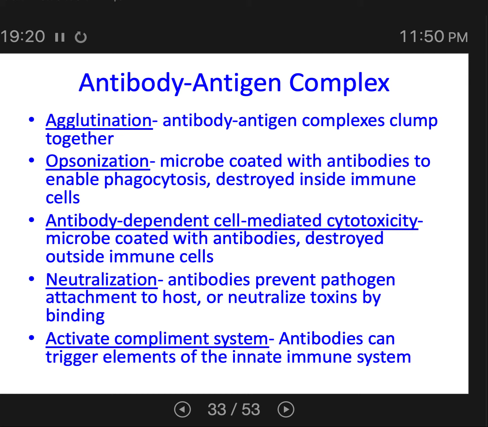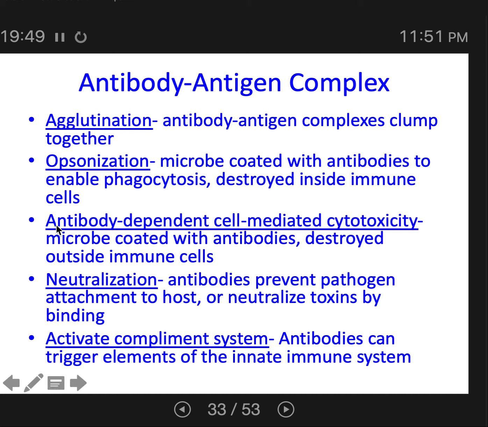When an antibody is attached to a microbe with a capsule, we say it opsonizes it, which means they kind of become like grips that make it easier for the white blood cell to phagocytize them. So opsonize means facilitate phagocytosis, but it's really because it's sort of like a grip to make it easier for the white blood cells to grip onto the pathogen. So, microbe coated with antibodies to enable phagocytosis.